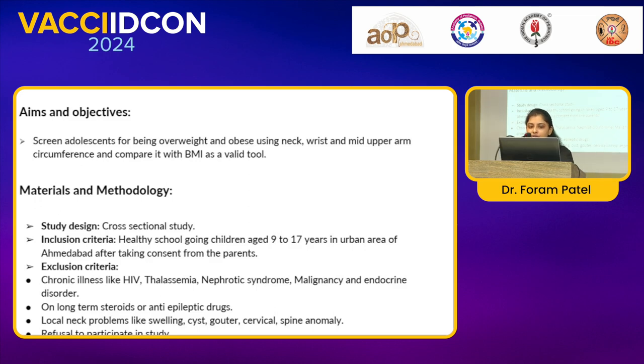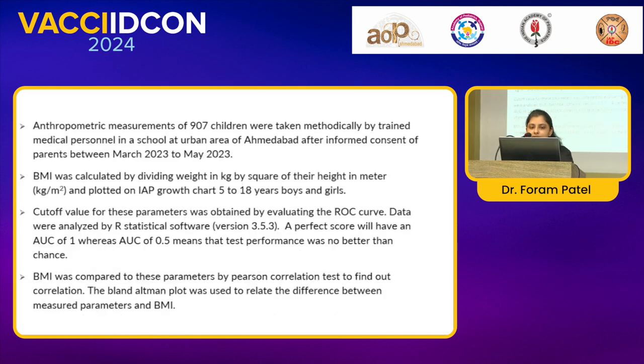All healthy school-going children aged between 9 and 17 years at a school in an urban area of Ahmedabad were included after consent was taken from the parents. Any child with a chronic illness, on long-term steroids or anti-epileptic drugs, with local neck problems, and those who refused to participate were excluded. Anthropometric measures were taken by medical persons for 907 children after informed consent between March and May 2023. BMI was calculated and plotted on the IAP growth chart.